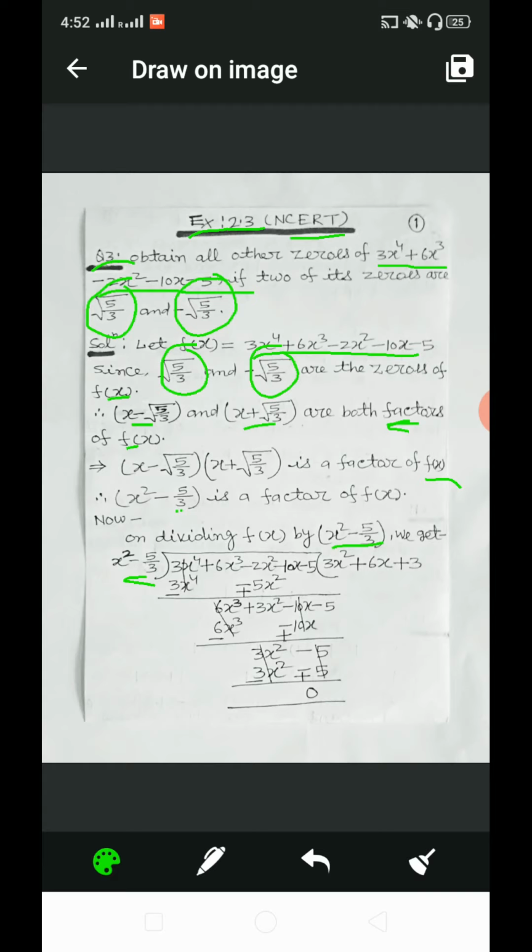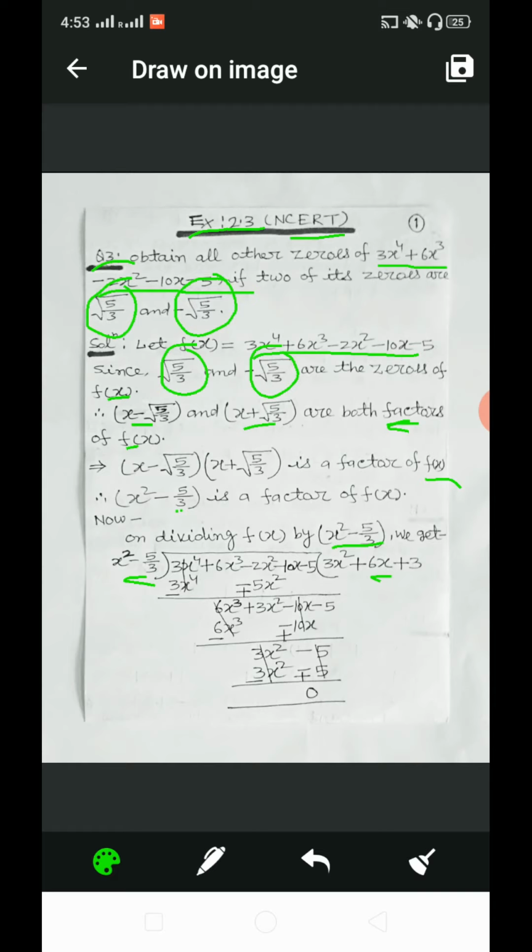After solving, we get 6x cube plus 3x square minus 10x minus 5. Here the first term is 6x cube. So on the basis of that, we take quotient as 6x and it is multiplied by x square minus 5 by 3. We get 6x cube minus 10x, and changing the sign of these terms, we get minus 6x cube plus 10x. After solving, we get 3x square minus 5.